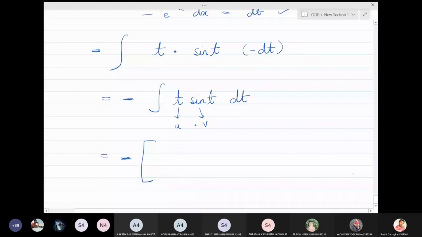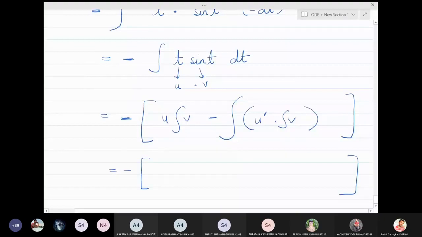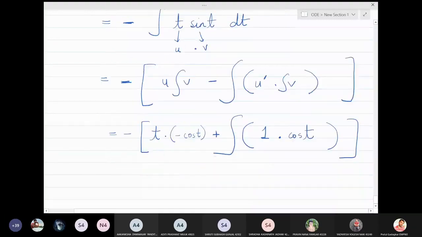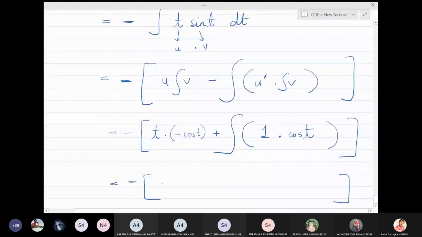What is the formula? Integration of u into v is u integral v minus integral of the multiplication of u dash and integral v, which is minus: u is t, integral of sine is minus cos, minus integral, bracket, product of derivative of u, which is 1, and integral of v, meaning integral of sine, which is again minus cos, so that minus and minus become plus cos t. So this is minus sine, minus t cos t. And integral of cos is sine. So it is t cos t minus sine t.